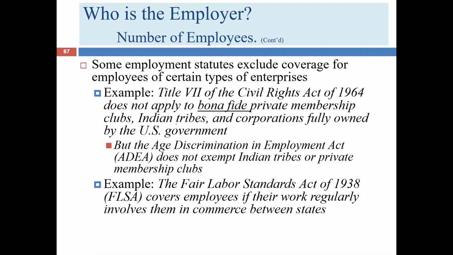Another category that isn't going to qualify are Indian tribes. Many Indian tribes run businesses. They may have social welfare programs for their tribe-enrolled members. They may, in some instances, even run businesses such as casinos or things along those lines. And usually they do not have to comply with at least certain aspects of the employment laws. And then corporations that are fully owned by the U.S. government, Title VII doesn't apply to. Probably, though, these first two are the bigger areas of interest here when we're talking about Title VII.